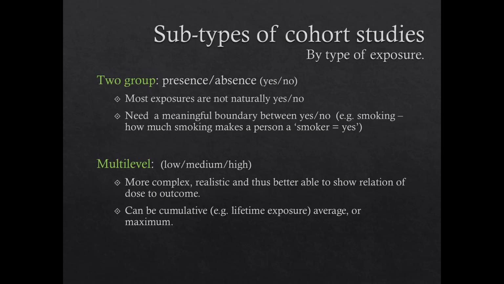Other types of cohort studies we see are two-group, where we look at presence or absence of exposure. However, we know most exposures are not that way. In smoking, yes, no, it doesn't make sense at all. So we would change that to non-smoker, occasional, pack a day, whatever. Instead of 2 categories of exposure, we might have 3, 4, 5 categories of exposure. And that's what we're looking at here, multi-level. Okay, so that's the reason that we have those different types.